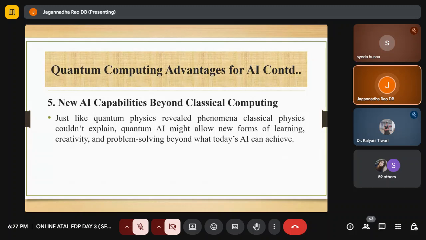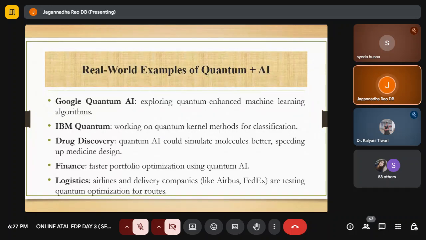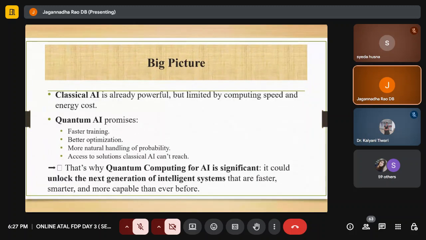One more advantage of quantum AI is new AI capabilities beyond classical computers, just like quantum physics revealed phenomena that classical physics could not explain. Quantum AI might allow new forms of learning, creativity, and problem solving. Real-world examples of quantum plus AI: Google Quantum AI, IBM Quantum, drug discovery, finance, logistics, and airlines. So, what is the big picture for quantum AI?